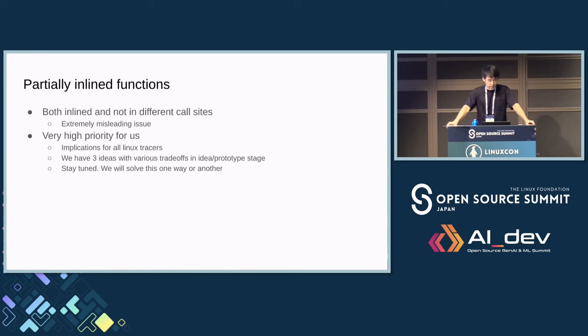So the first one is partially inlined functions. To back up, in case you've never used any tracers on Linux, I'm talking about the common case, not all the advanced features. The common case is you attach to function entry points. For some function, whenever it executes, for example in the kernel, you want some custom code to run, and you also have access to the arguments. This is how you do your tracing.